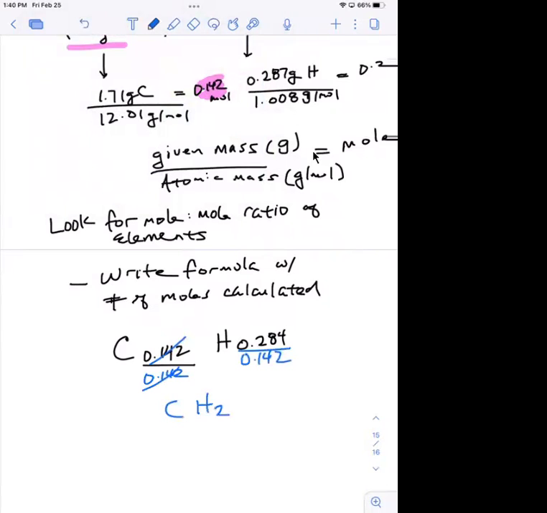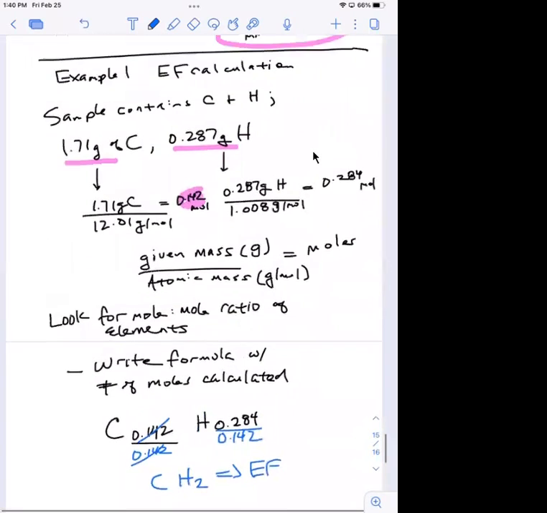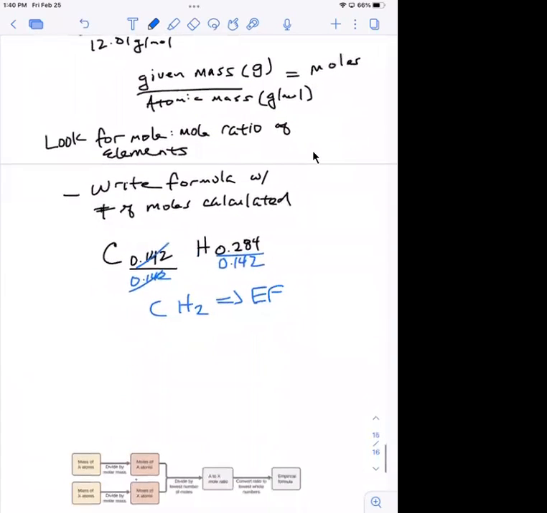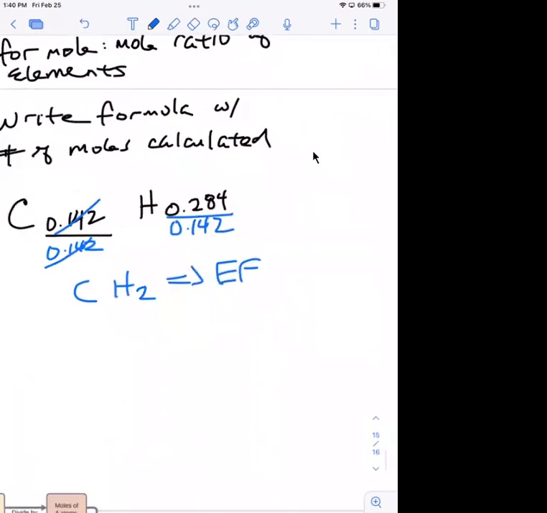CH2. So this is my empirical formula. This is the empirical formula given the amounts and the atoms given. So CH and these two amounts, this is the empirical formula. This is not the molecular formula.